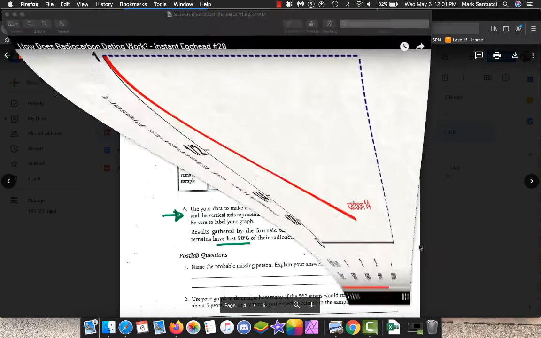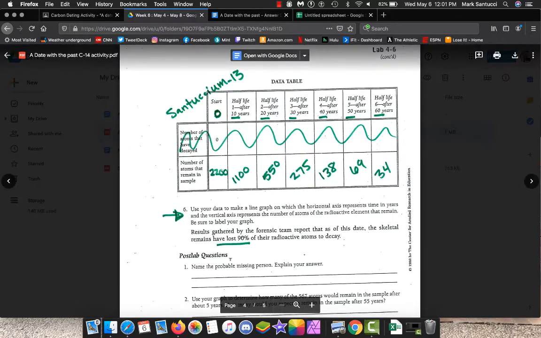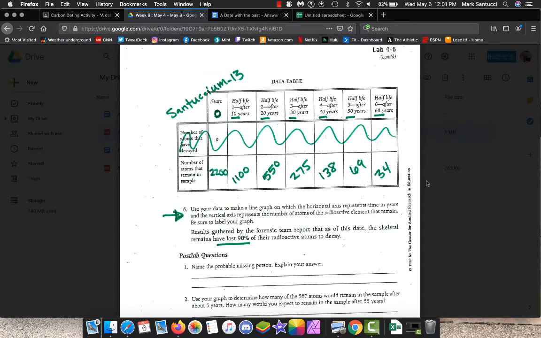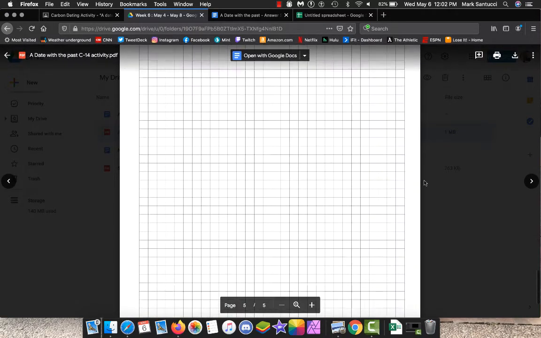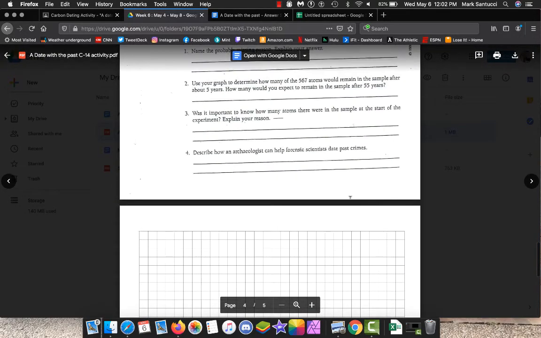Our graph would look something like this with carbon-14, where you have your years on the bottom and the number of atoms on the side, and these numbers would be all very big, so we're not going to use that kind of graph. Instead, I want you to make a graph using this data. Now, you can do that on your own, and if you don't have graph paper, I've supplied some for you. You can print that out.